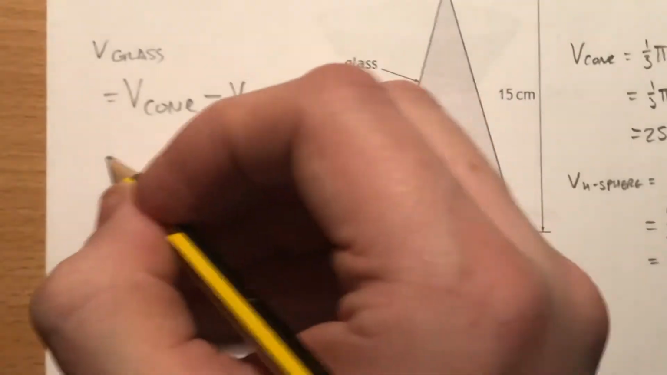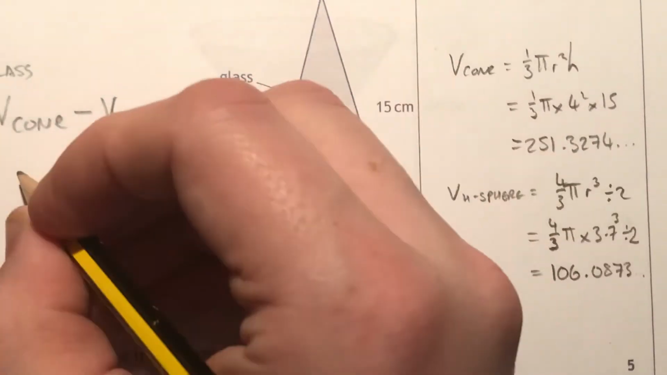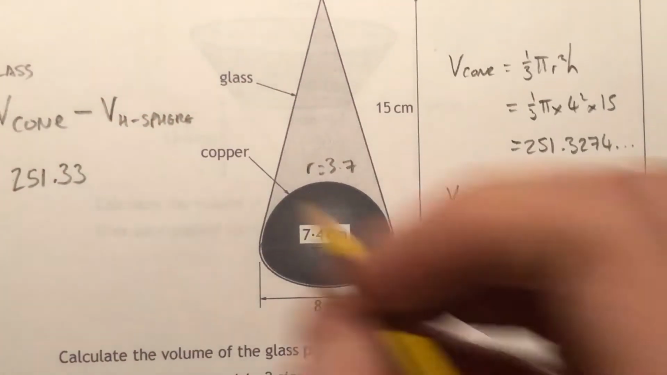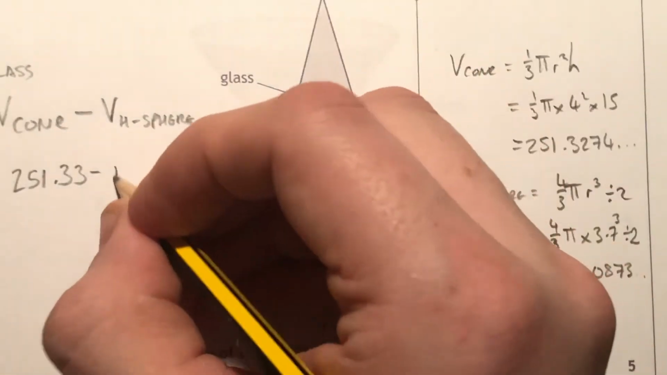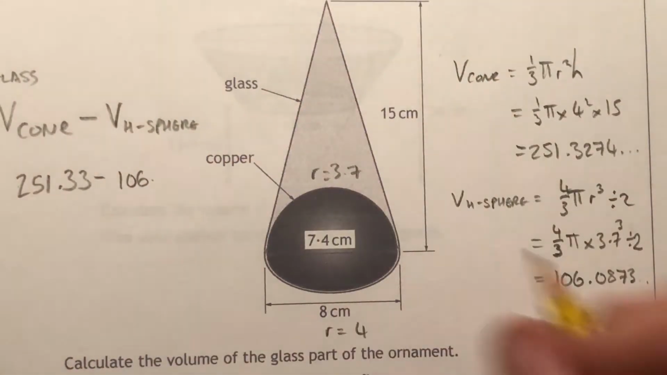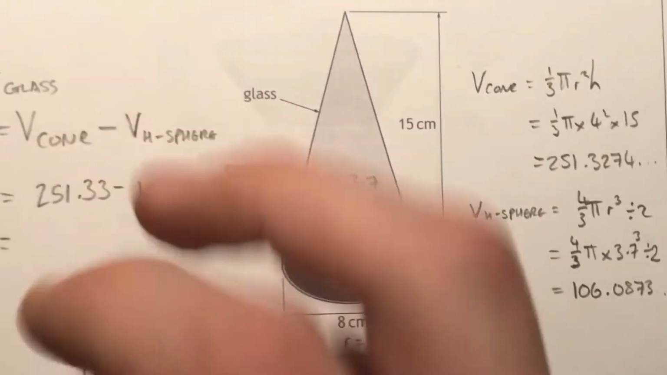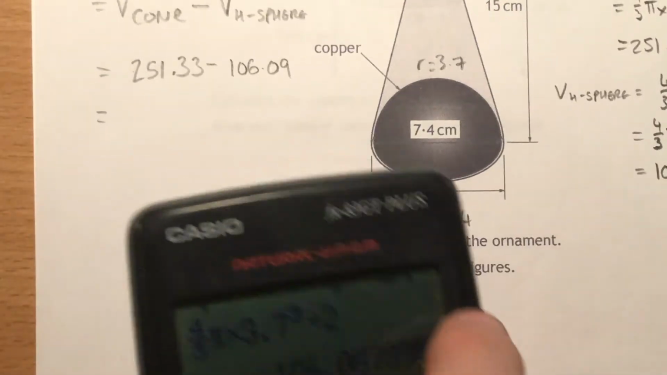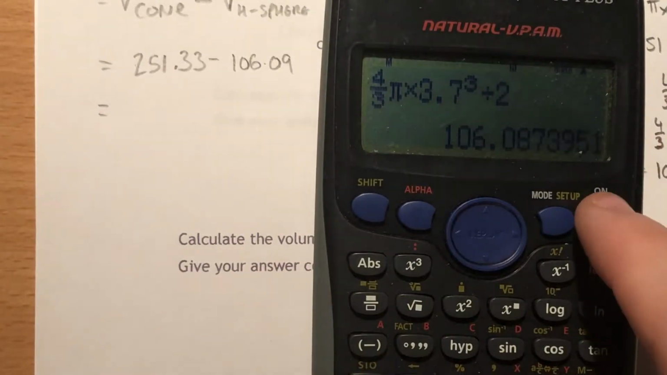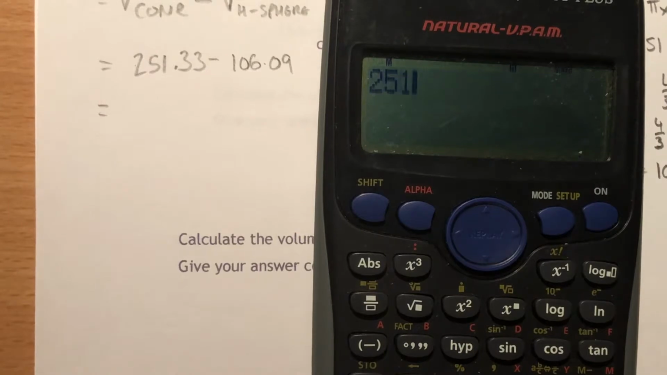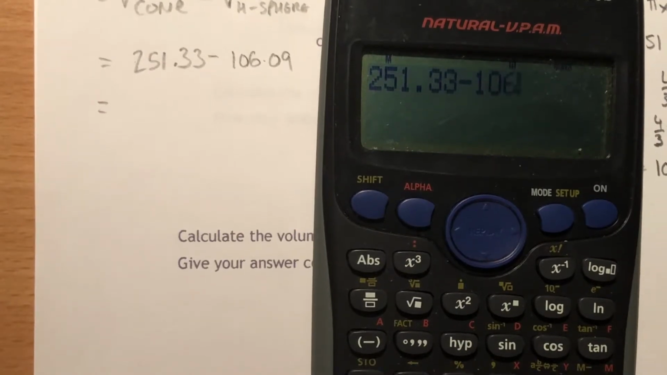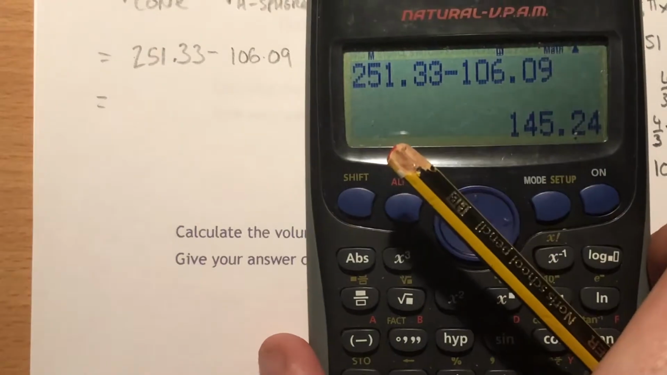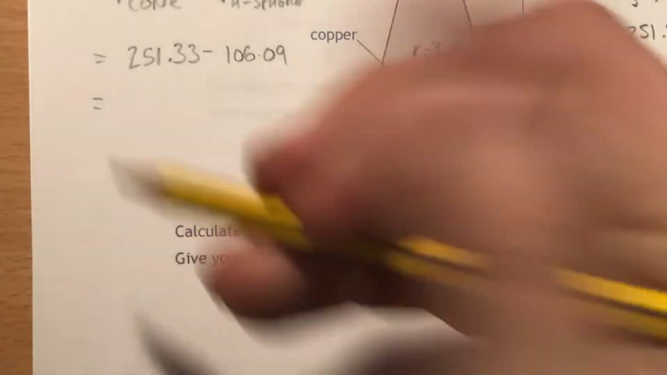So the volume of the glass is equal to that. So we say that's going to be 251.33 roughly, if we just round that off here, minus 106.09. This has been good enough. You've shown that you understand the basic principles behind it. Chances are at this point you won't be penalised too much in terms of rounding, if at all. 251.33 minus 106.09 gives me 145.24 centimetres cubed.